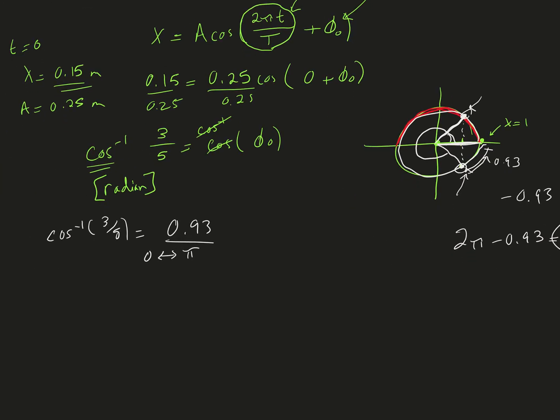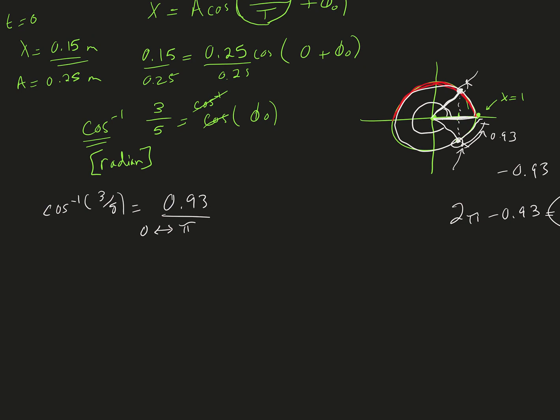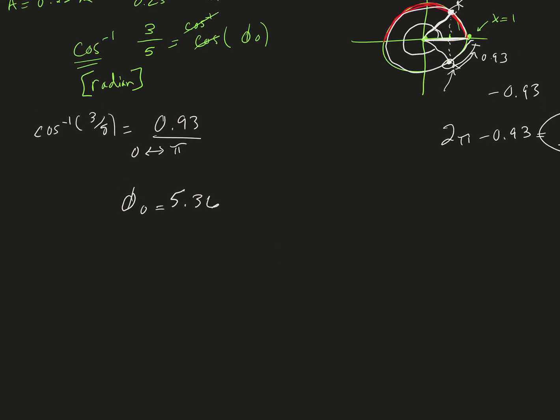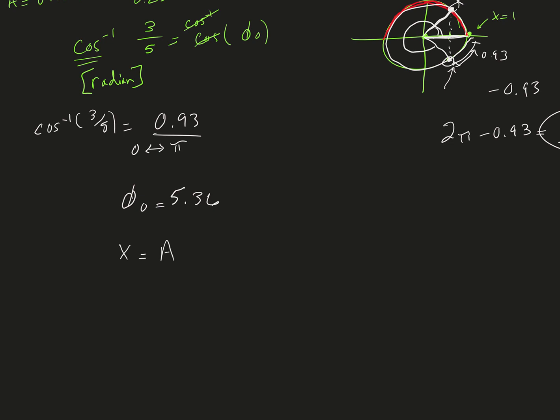So a lot of work to set that up. Again, I know it's tricky. I hope that as we do this more, we're getting more comfortable. But I now know the phase constant is 5.36. And this allows me to fill in a little bit more for my equation. So if I come back to my equation, x equals A times cosine of 2 pi t over the period, plus the phase constant. I'm going to plug in what I know now. I'm going to leave this as x for right now: 0.25 cosine of 2 pi t over the period, which I still don't know, plus 5.36, my phase constant.